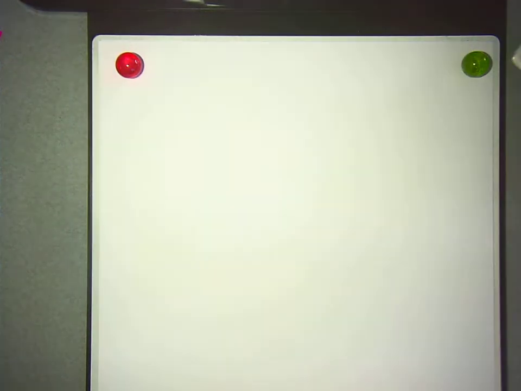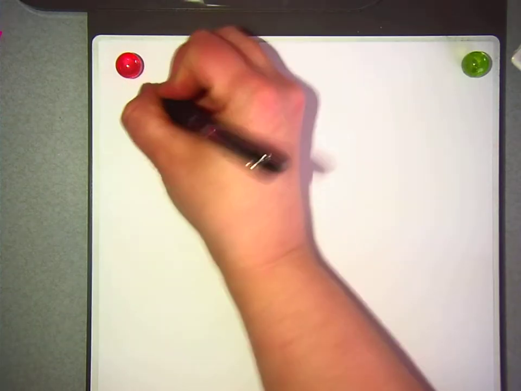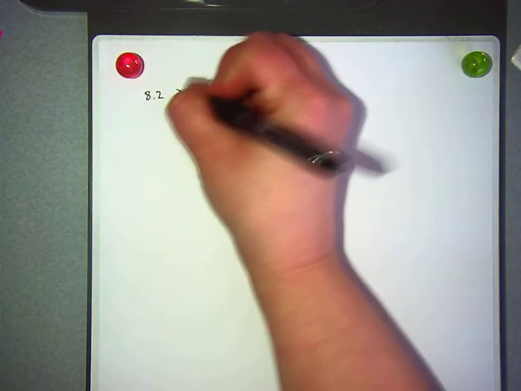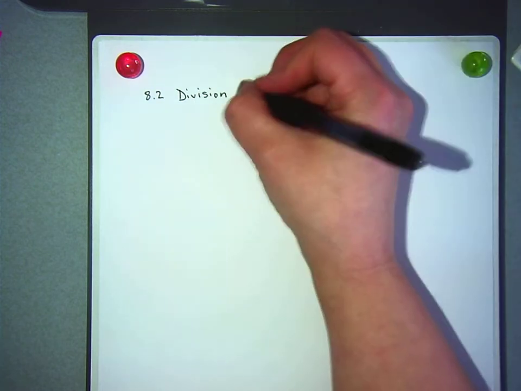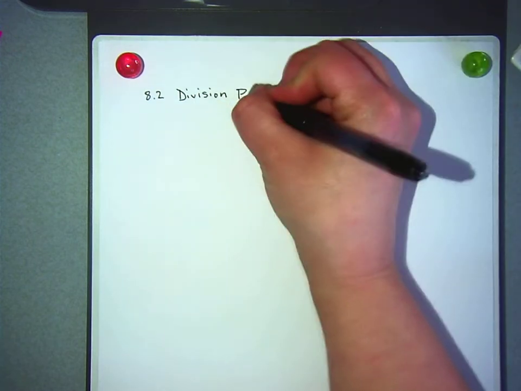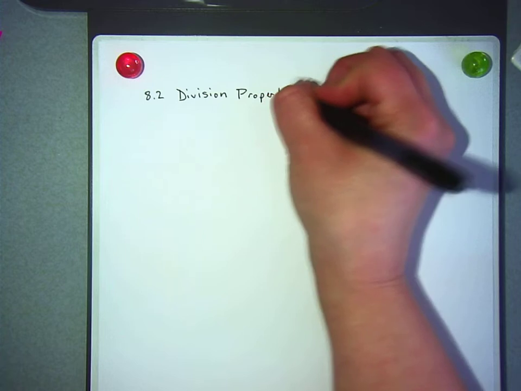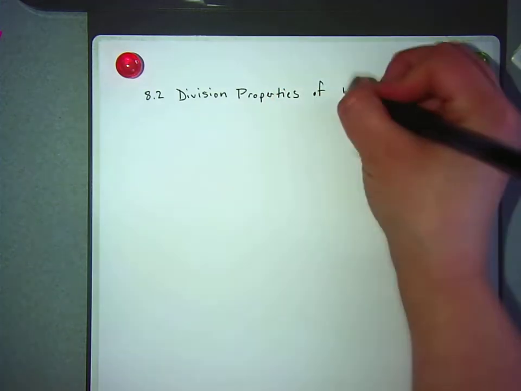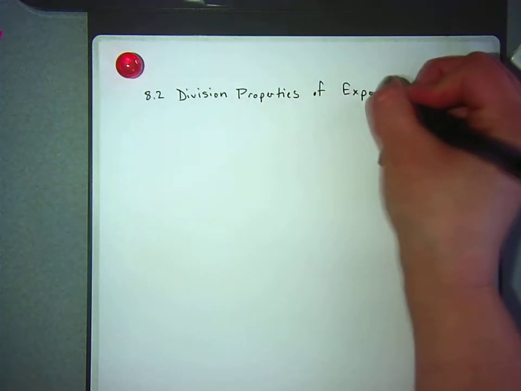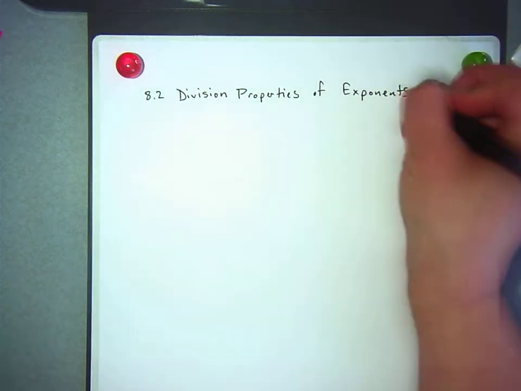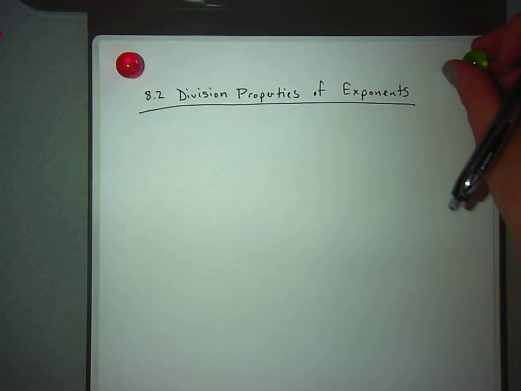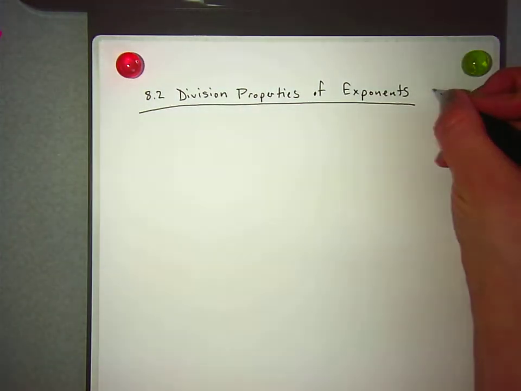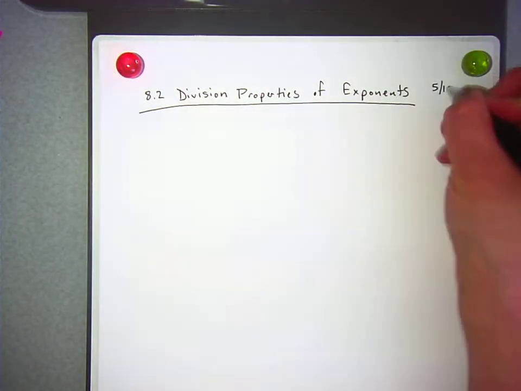So, today you're going to write down, this is 8.2, division properties. Yep, this is the one that's in your notebook. Did we do this yesterday too, or no? Yesterday was a work day on the assignment. Today is 5:10.